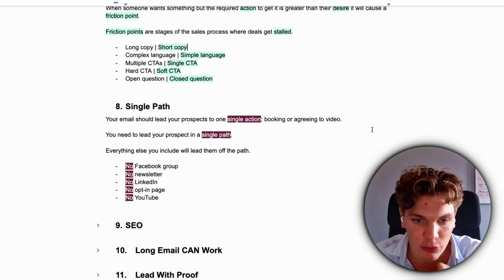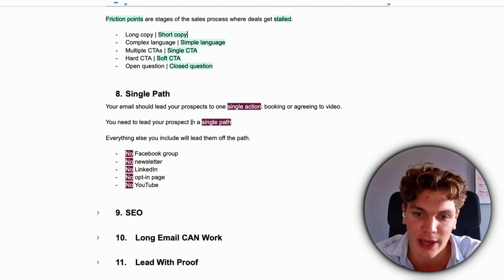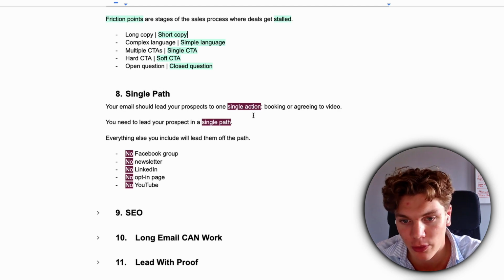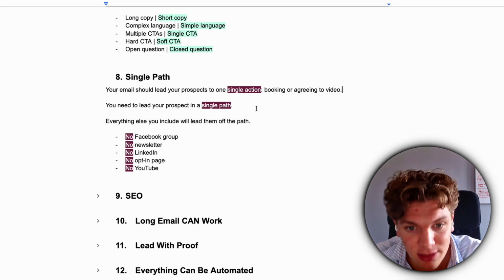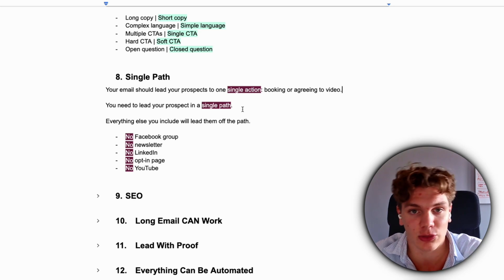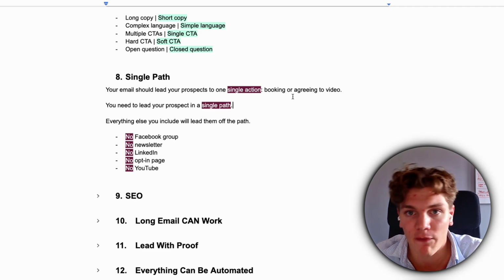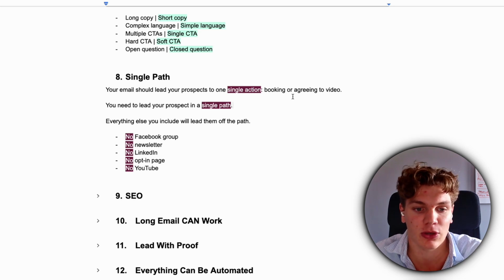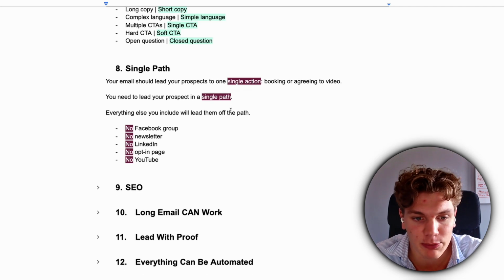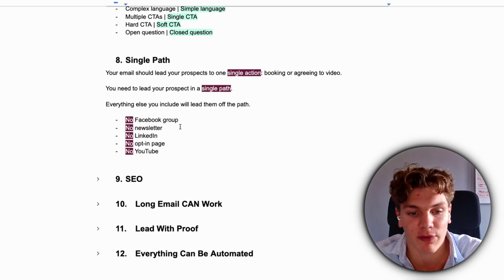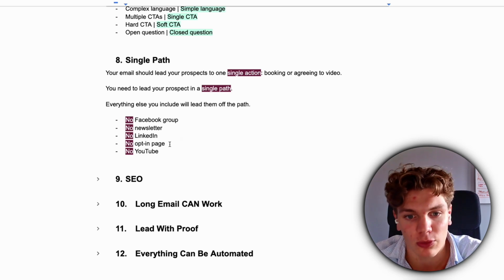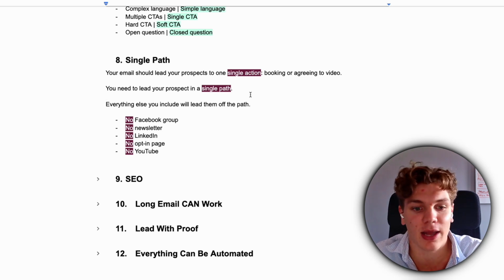Number 8, single path. Your email should lead your prospects to one single action, and that is booking or agreeing to a video. You need to lead your prospects down a single path. Everything else that you include in your email will lead them off the path. It's distractions. So don't link any Facebook groups. Don't link any newsletters. No LinkedIn profile. No opt-in page. No YouTube. A single path and a single action.